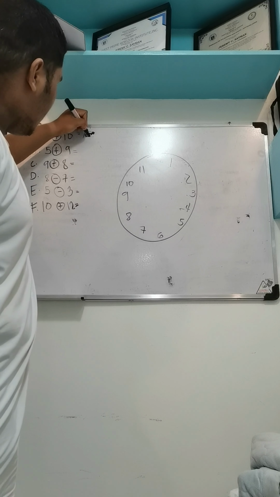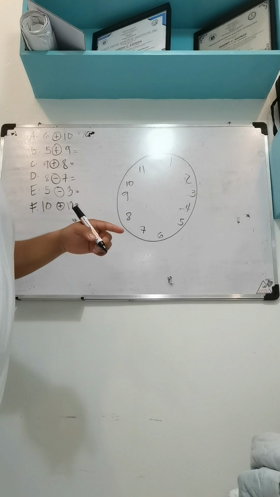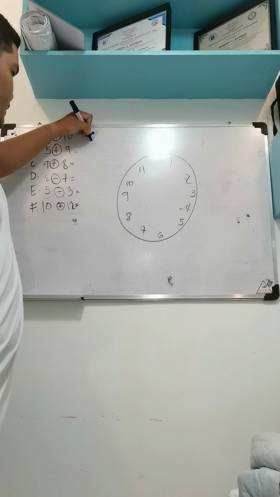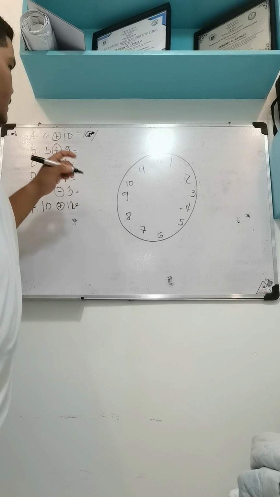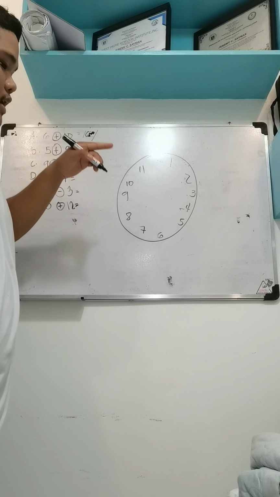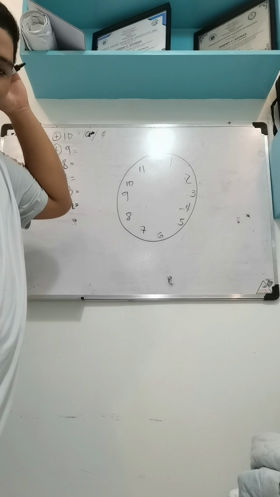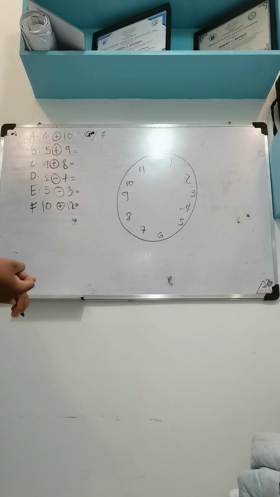So 16 in the military clock, or in the 24-hour clock format, the answer is correct. It will be 16. However, we are using the 12-hour format. So 16 in 24-hour clock format gives us 4 o'clock in 12-hour format. That is the difference between the 24-hour clock format and the 12-hour format.